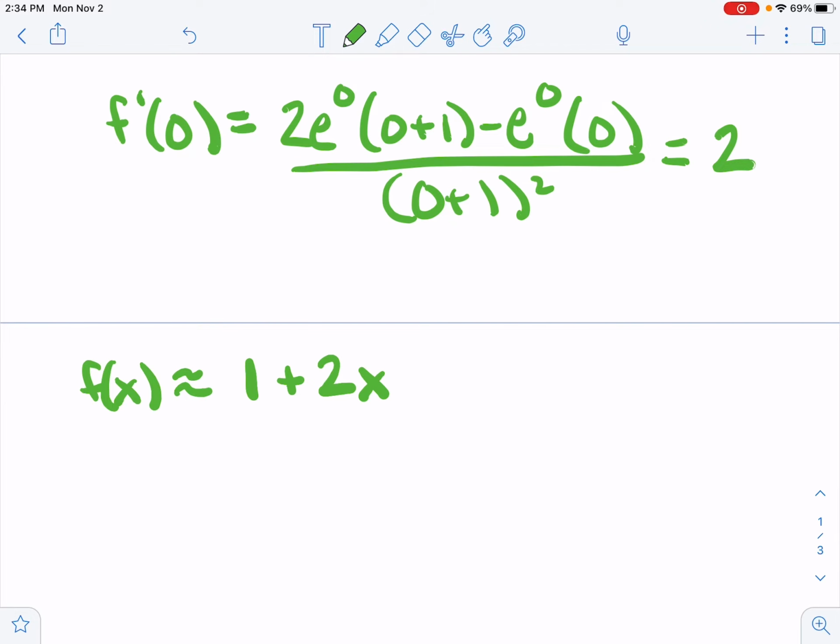That's a good, reasonable answer because that is actually the equation of a line. If you get something here that's not the equation of a line, you've done something wrong. It is a linear approximation. So that's our linear approximation.